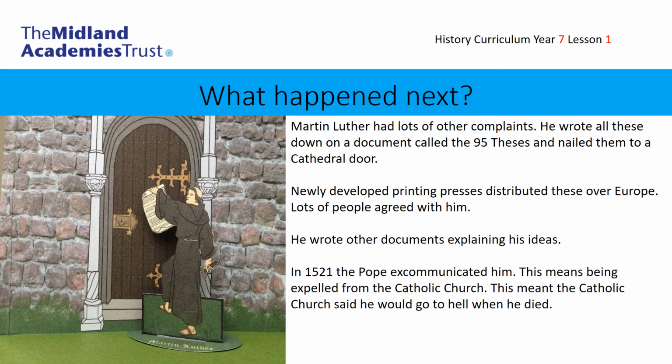In order to try and put a stop to this, in 1521, the Pope excommunicated Martin Luther. This means being officially expelled from the Catholic Church. It meant that the Pope, the most important Catholic in the world, was saying that Martin Luther was no longer a Christian. And this meant that the Catholic Church said he would go to hell when he died. They hoped by doing this they would put off others from following Martin Luther's ideas.